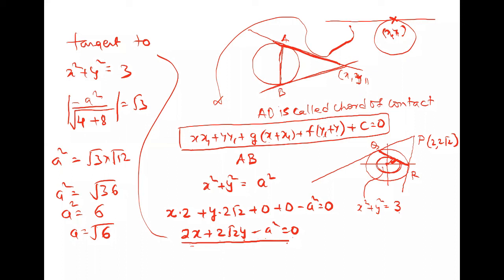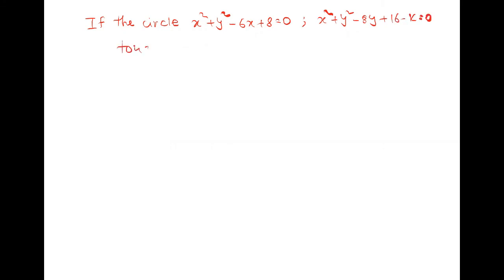Next one. If the circles x² + y² − 6x + 8 = 0 and x² + y² − 8y + 16 − k = 0 touch each other at a point, then the largest value of k. This was the 2020 September exam.